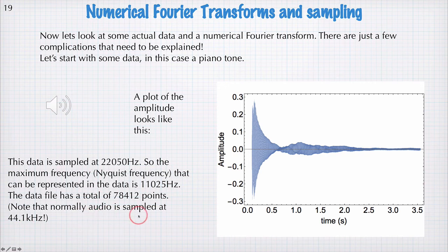Now, normally audio data is sampled at a higher frequency of 44.1 kilohertz, such that the Nyquist frequency is above the range of the human ear. In this case, that won't be true, but as you'll see, the frequencies in this sound are low enough that it actually doesn't matter so much. So there's our data, and we can use some numerical package like Mathematica to take a Fourier transform and find out what frequencies we have in this data.